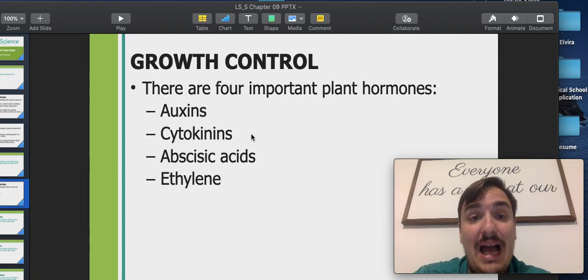And lastly, you have ethylene hormone, and this is a really interesting one because this one's actually in the form of gas. So this is going to be released by the fruit, and it actually is going to help in ripening. So making sure that all the fruits ripen around a similar time on a fruit tree. So ethylene is a gas, and it's released by the fruit, and it has to do with fruit ripening. So those are the 4 types of hormones that you need to know.